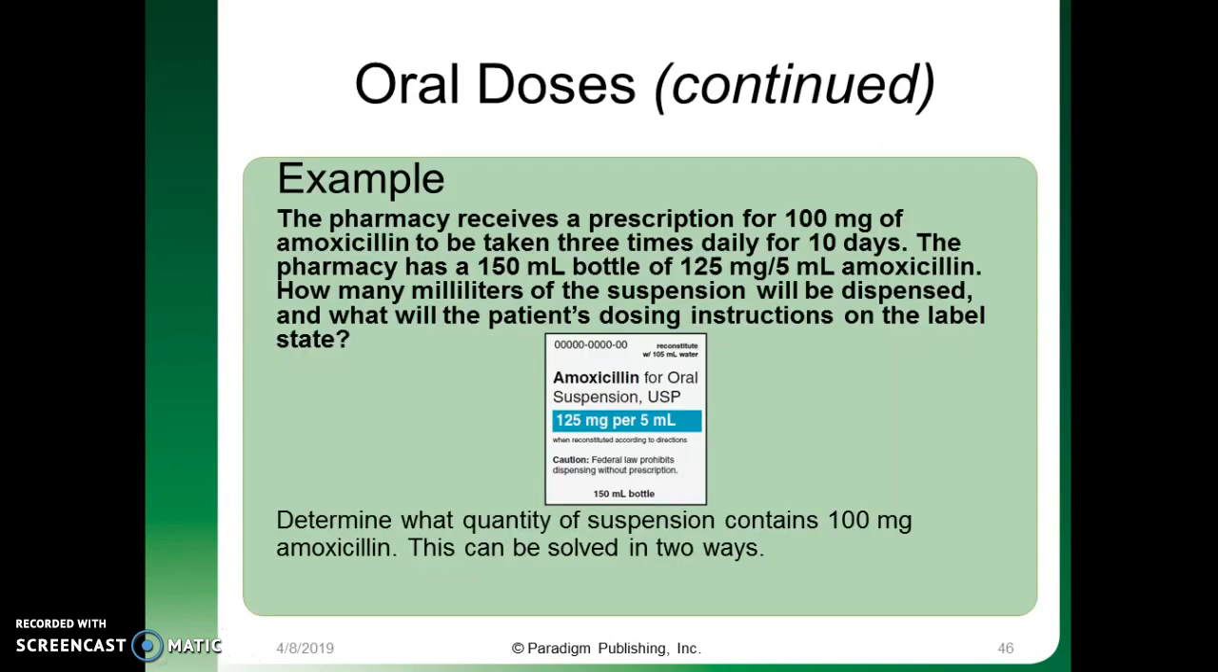So for example, the pharmacy receives a prescription for 100 milligrams of amoxicillin to be taken 3 times a day for 10 days. The pharmacy has a 150 mL bottle of 125 milligrams per 5 mL. How many milliliters of suspension will be dispensed, and what will the patient's dosing instructions on the label state? So first we have to determine how much 100 milligrams of amoxicillin is contained.